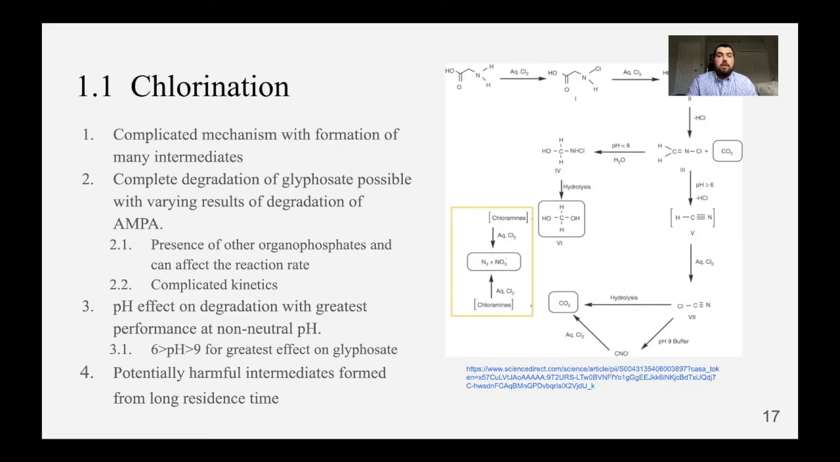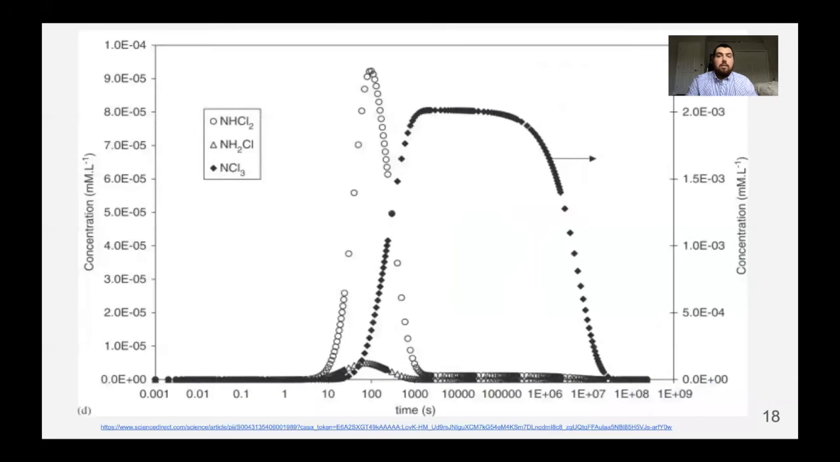All in all, the potential for harmful intermediates, mostly chloramines, is the greatest concern before finally yielding nitrogen gas and nitrate. The residence time for these chloramines, specifically trichloramine, can be over 2,000 hours.